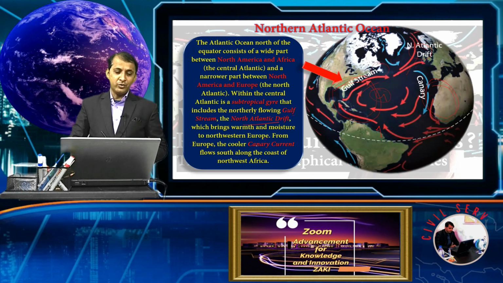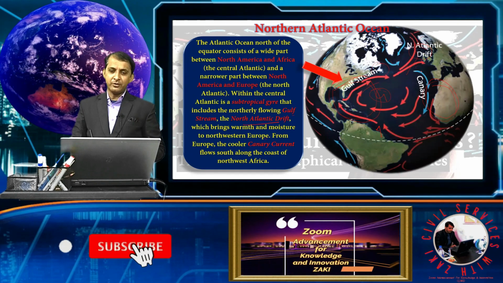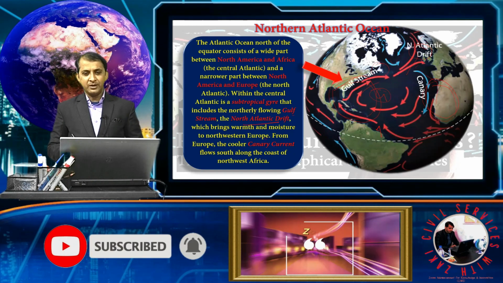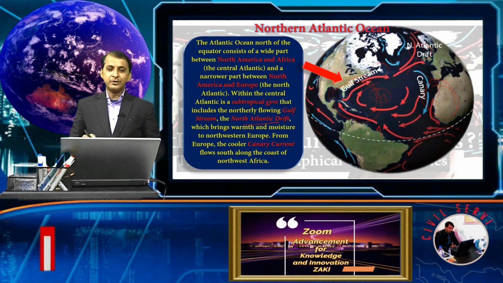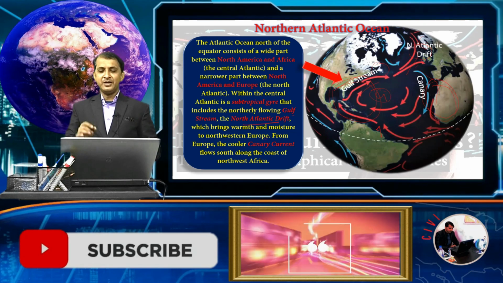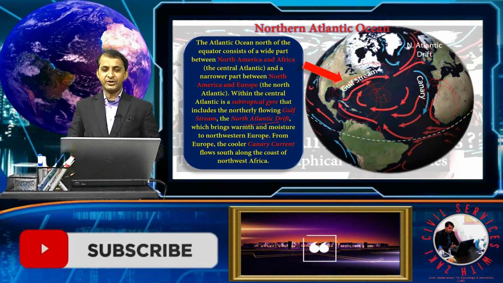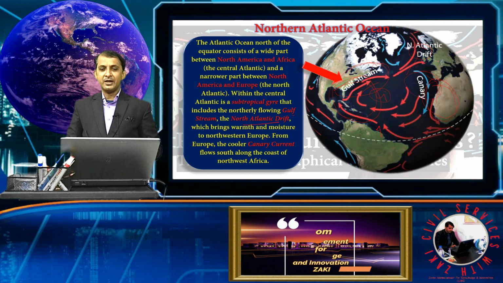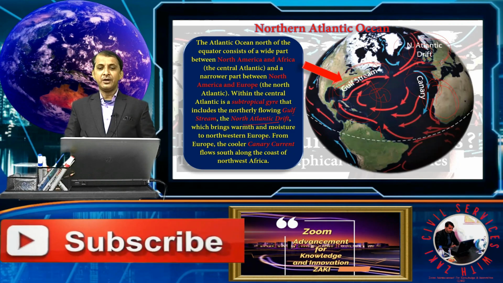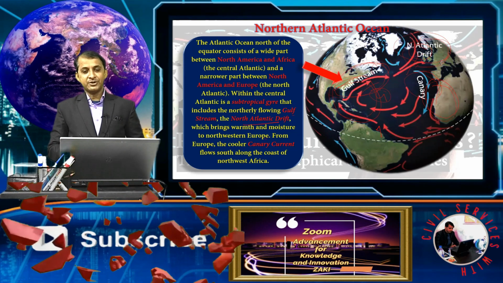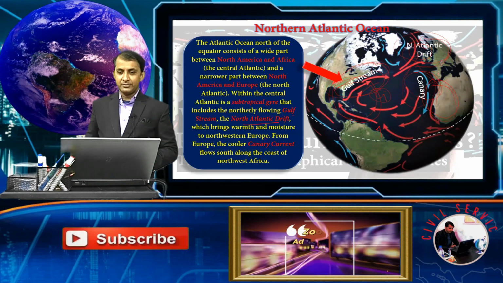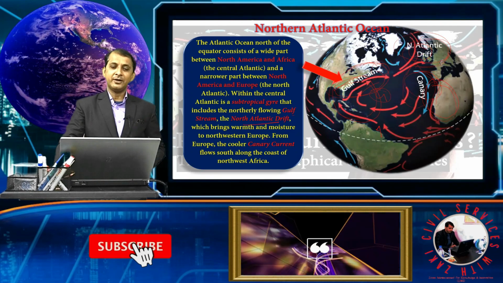From Europe, the cooler Canary current also flows towards and along the coast of North Africa. So in the North Atlantic Ocean, the major currents are the Gulf Stream, Canary current, and North Atlantic Drift. The North Atlantic Drift and Gulf Stream are warm, and the Canary is a cold current. So these are the North Atlantic Ocean currents.